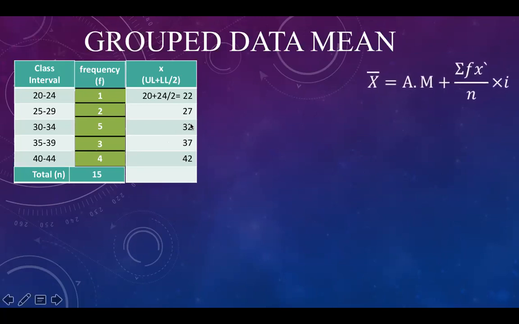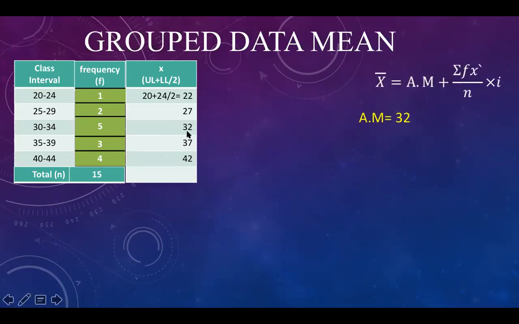If it is even, like 4, 6, 8, then there will be two classes at the center. If there are two classes at the center, go for the assumed mean which has the highest frequency. Here we have an odd number of classes, so the assumed mean will be 32, two upper and two lower, and this is the 32.